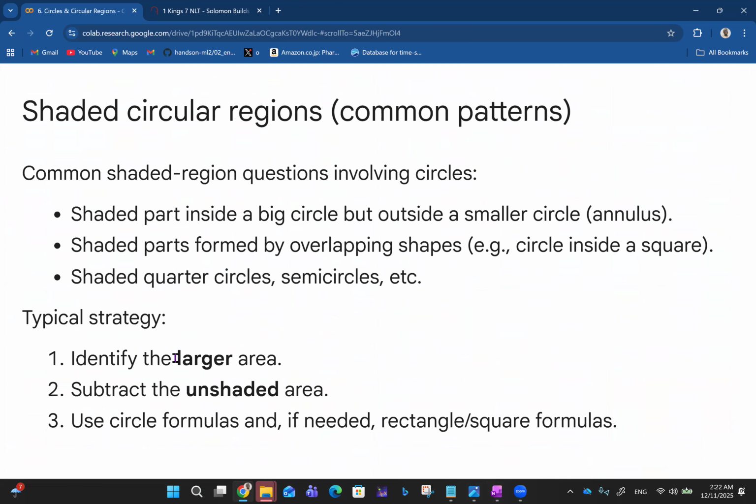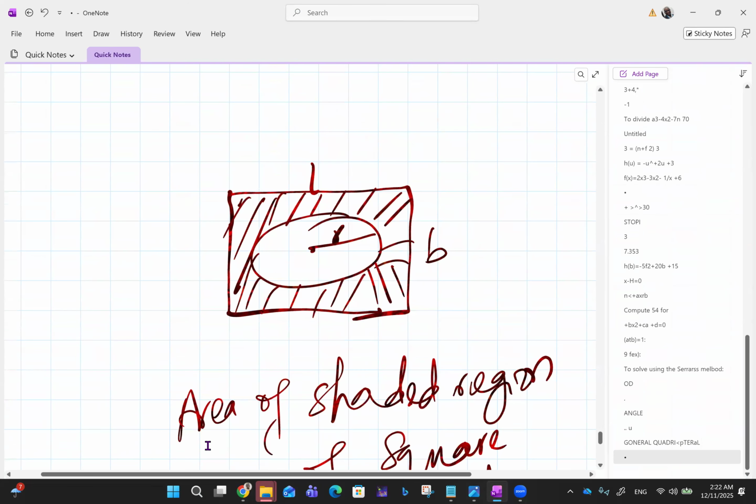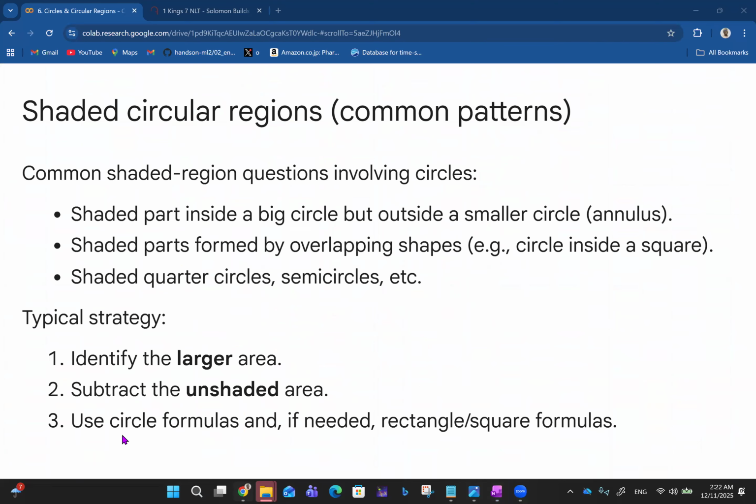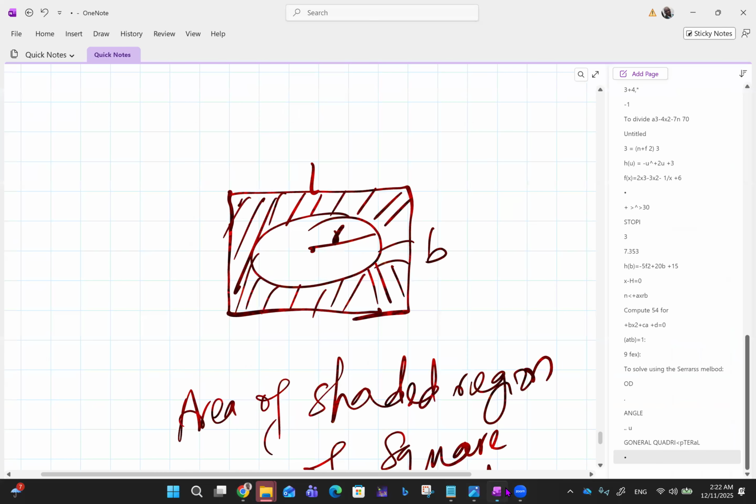So the typical strategy is to identify the larger area, just like that square, and subtract the unshaded area, just like the circle in between that is not shaded. So subtract the unshaded area. Use circle formulas and, if needed, rectangle or square formulas, just like I did up there. That was a square, right? So what I had there was a square, but it would have still worked.